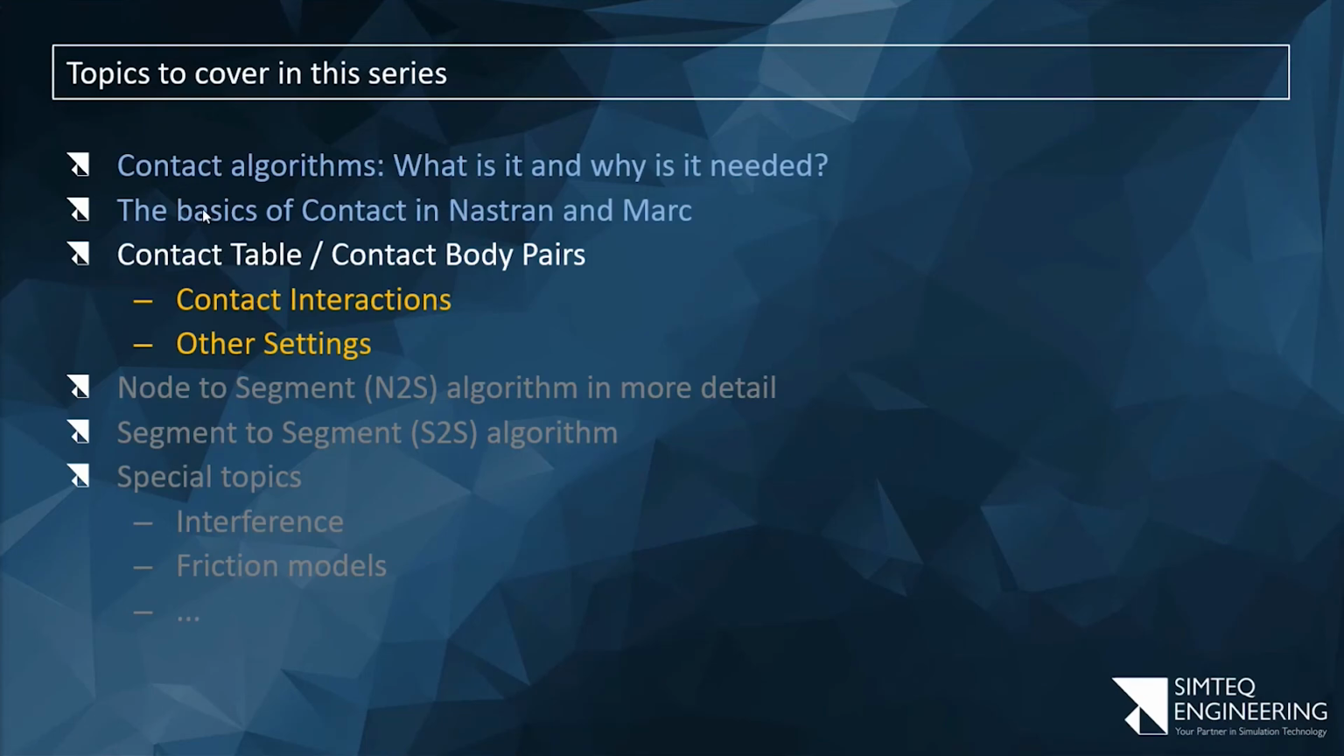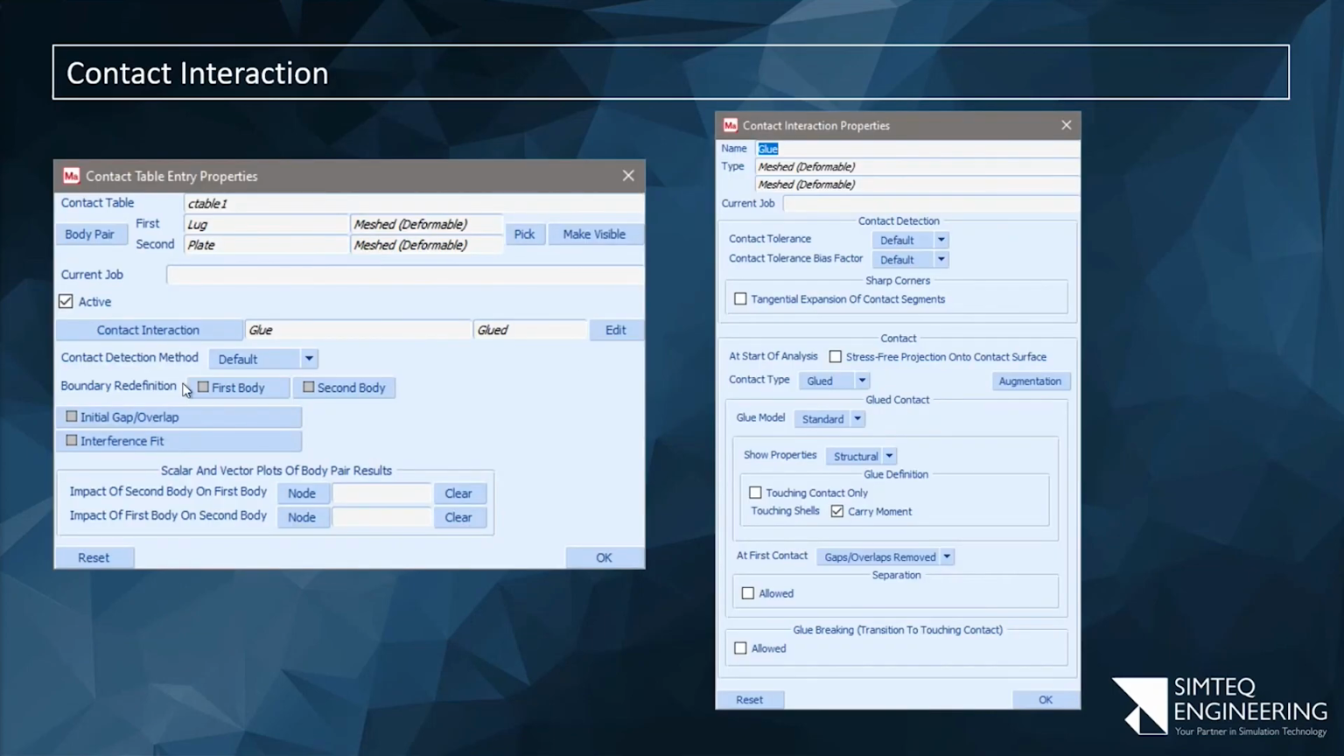So again, just to summarize, we briefly looked at contact algorithms and so on in the first, the basics of contact in Nastran and Marc, contact bodies and so on. In this, we spent a bit of time on contact table, what its purpose is, contact body pairs, which is almost the same thing, just slightly different way of looking at it. But then also we briefly touched on interactions and other settings. By this other settings, if I go back a slide, I refer to these settings. That's additional settings between two bodies.